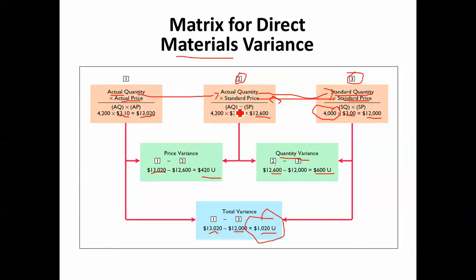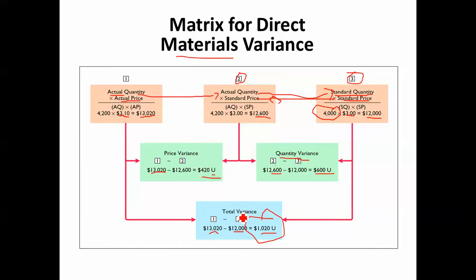Now when you set this matrix up, I'll tell you a little secret. You're going from left to right. If left is greater than right, then it's unfavorable. In this case, left is greater than right again, it's unfavorable. And when I compare this down here to this, left is greater than right, it's unfavorable. If left is less than right, it is favorable.